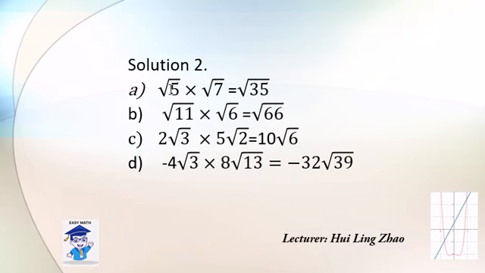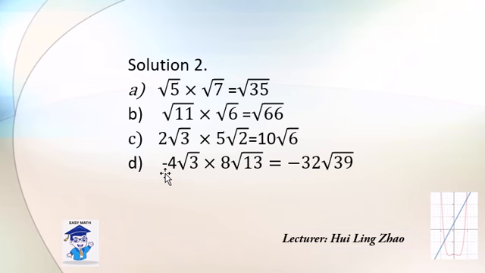Solution. The square root of 5 times the square root of 7 equals the square root of 35, because 5 times 7. And number B, because 11 times 6 is 66, the answer is the square root of 66. The last question, the 2 times 5 is 10, and in the square root there are 3 times 2 is 6, so the final answer is 10 times the square root of 6.